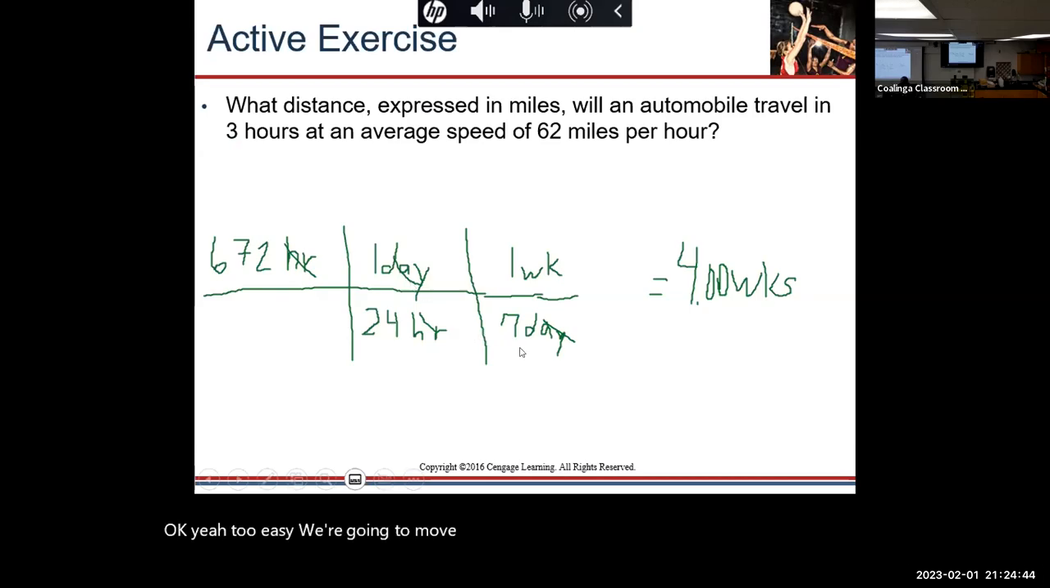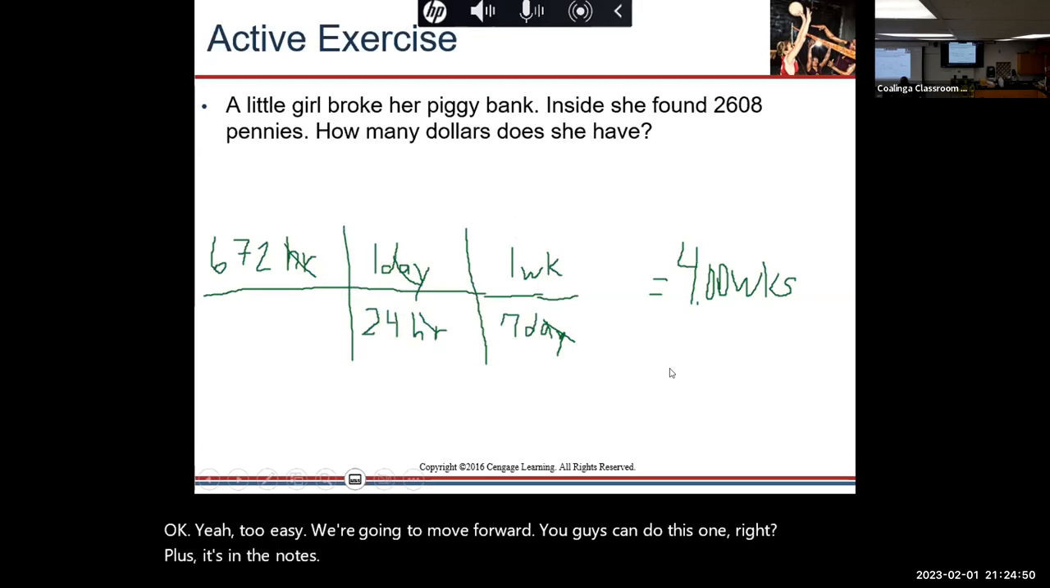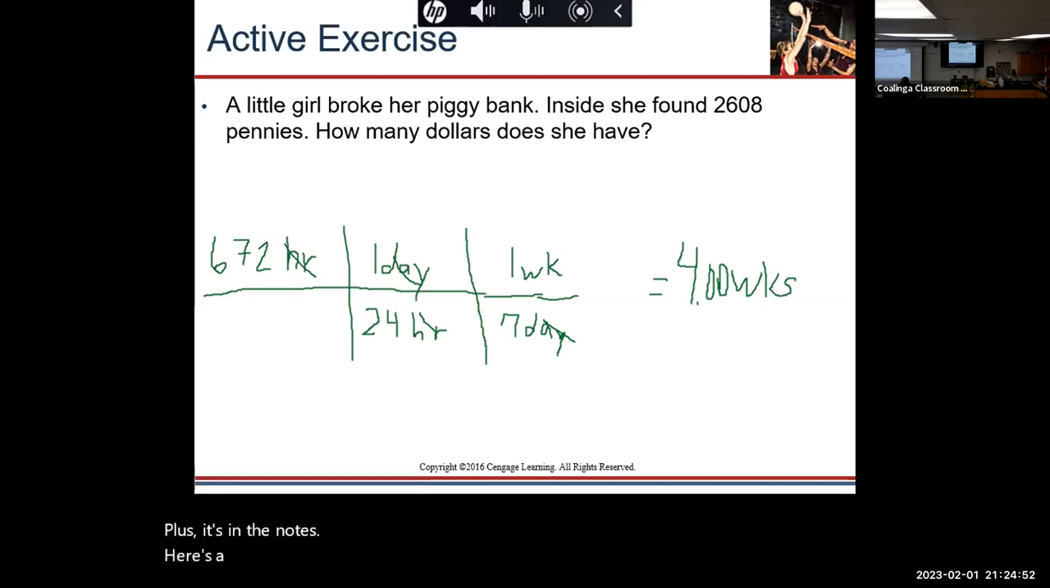You guys can do this one, right? Plus it's in the notes. Okay, here's a hard one. A little girl breaks her piggy bank. Inside, she finds 2,608 pennies. How many dollars does she have? So, set it up the way that we set it up.